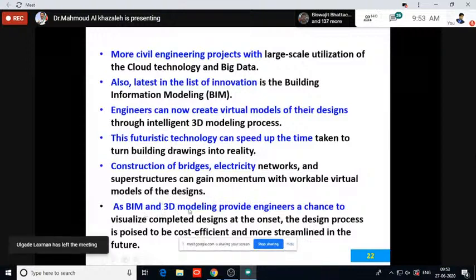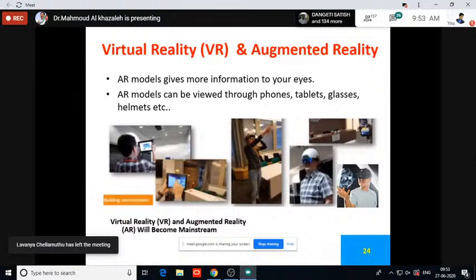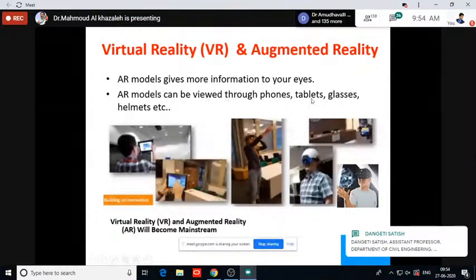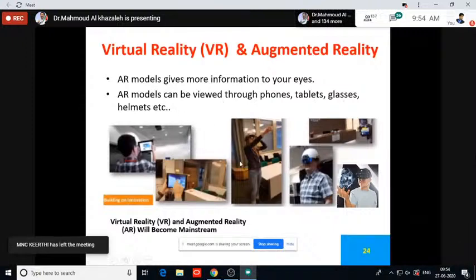The BIM and 3D modeling provide engineers a chance to visualize completed designs, and the design process is more cost efficient and more streamlined in the future. Virtual reality and augmented reality models give more information to your eyes so you can see and imagine your project. AR models can be viewed through phones today, the latest technology, tablets, glasses, helmets, even on the site, in the office, in the company.